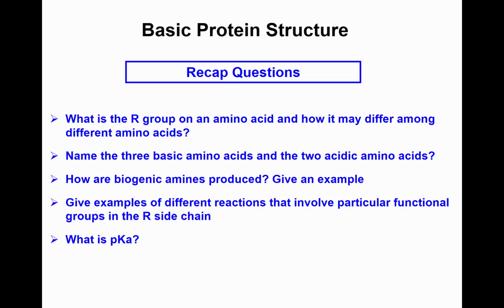Okay, great. Name the 3 basic amino acids and the 2 acidic amino acids. Very good. So remember those because these are very important because they carry charge and impact functionality quite a bit. So arginine, histidine, lysine are basic, glutamic and aspartic are acidic.